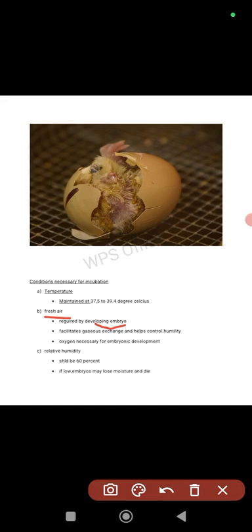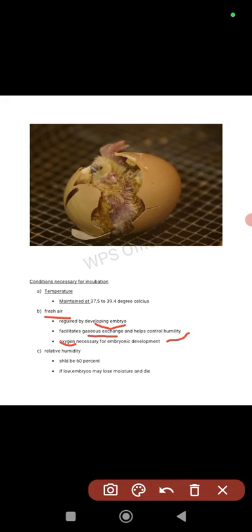Ventilation facilitates gaseous exchange, you can underline there, and helps to control humidity, which is underlined there. Oxygen is very necessary for the developing embryo. So, learners, we obtain oxygen from the fresh air.